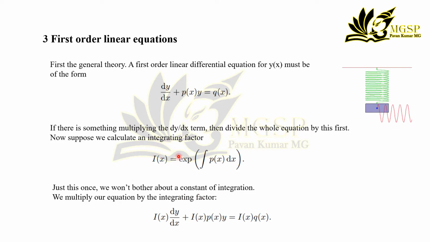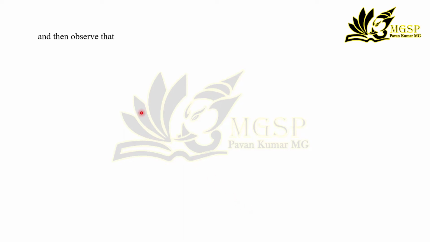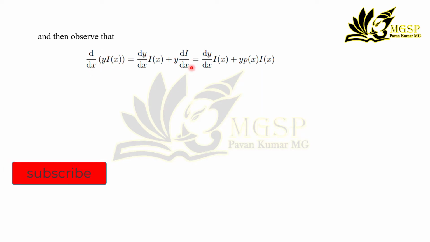After finding the integrating factor, what you are going to do is multiply it with the expression we obtained after dividing by the term in the first term. So I of x into dy by dx plus I of x p of x y is equal to I of x q of x, and observe that the left side can be written as a derivative. When you multiply, you will get the same expression as the previous one. So we'll get this expression, and you can solve it.